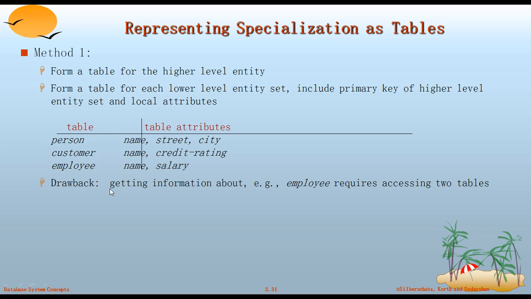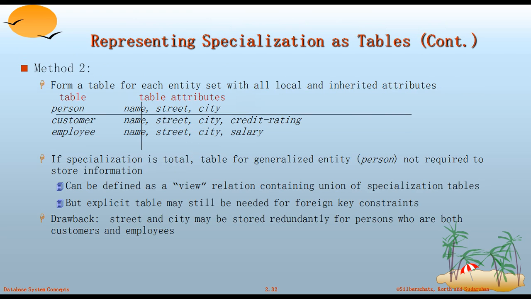The drawback in this method is that getting information about, for example, an employee requires accessing two tables. So if you want to get the information, we have to access two tables. Method 2 is to form a table for each entity set with all local and inherited attributes. So here person has name, street, city, and the customer table also includes name, street, city, and then the employee table also includes name, street, city along with the salary column.